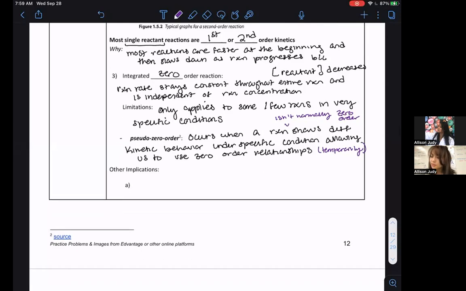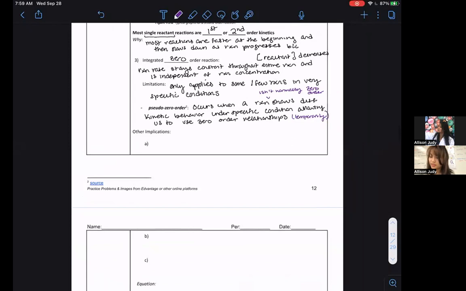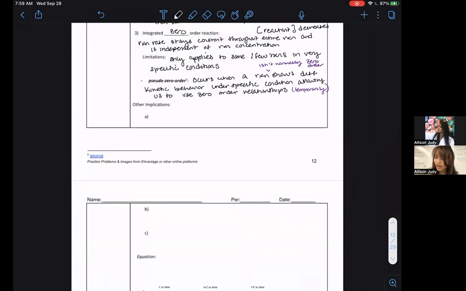So here are some other important implications to consider about all these reactions: first, second, and zero order. We need to remember that only temperature or a catalyst can affect the rate of reaction.